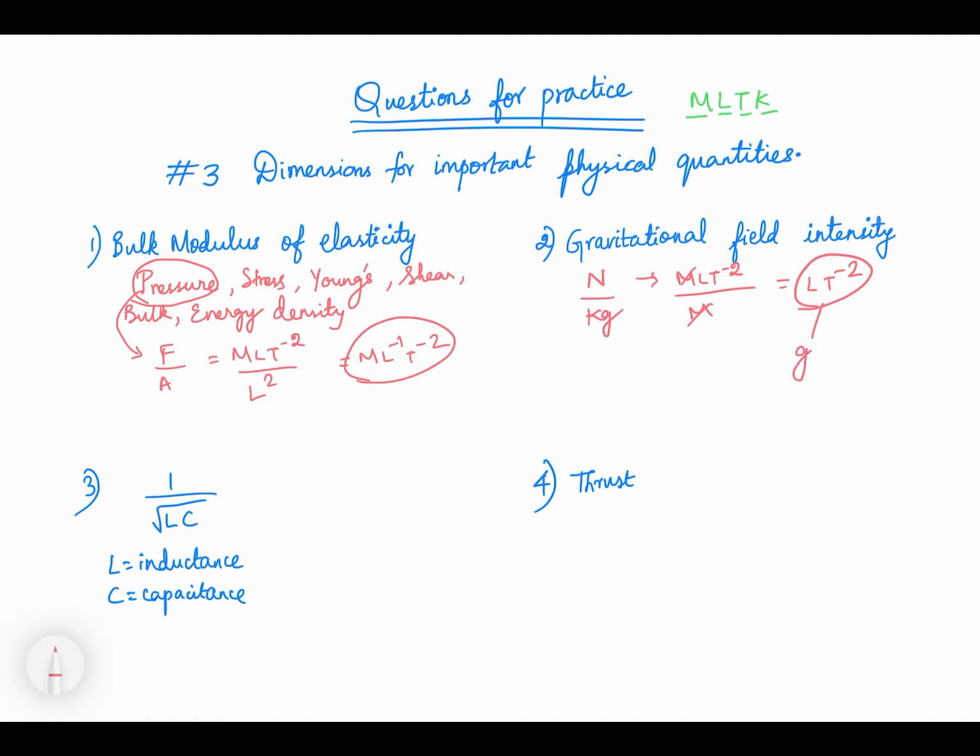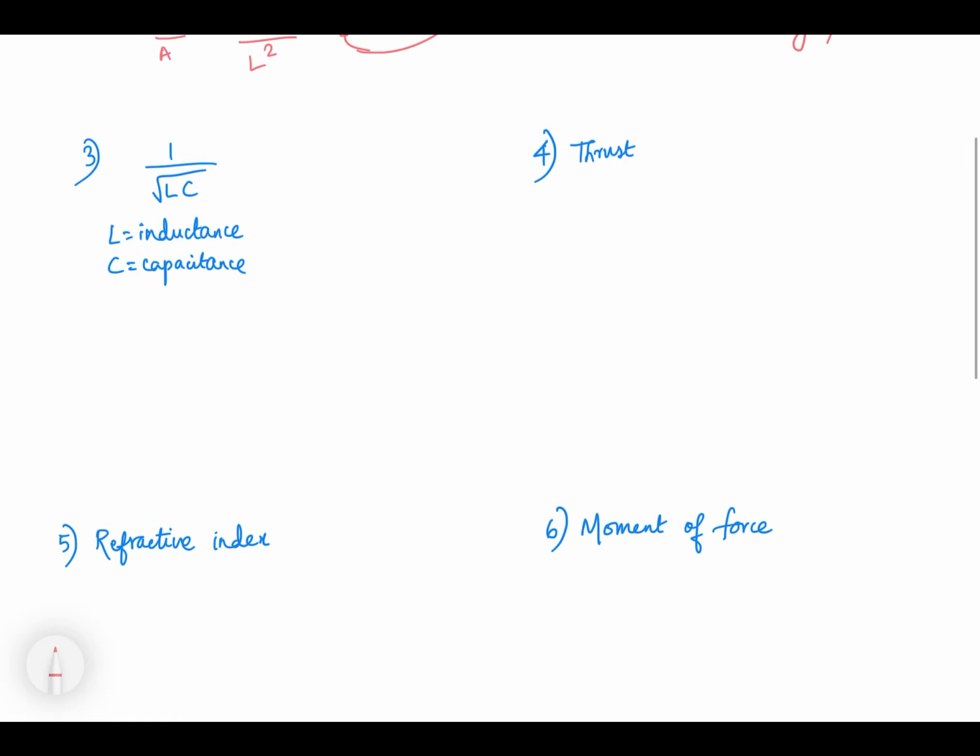Now this dimension is the same as the dimension of g or generally acceleration, right? Acceleration due to gravity or acceleration or gravitational field intensity all have the same dimension. So just remember the unit of gravitational field intensity is Newton by kg.